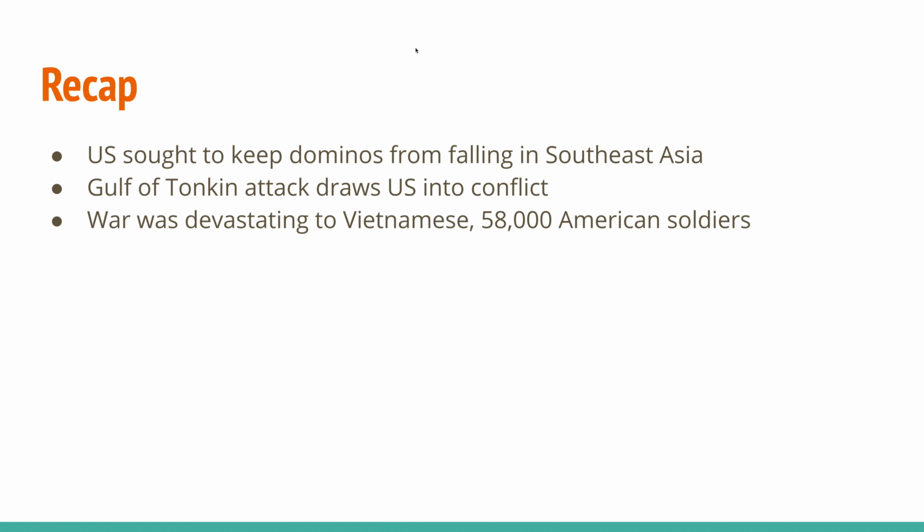All right, so the United States sought to keep dominoes from falling in Southeast Asia. So this is the entire reason why the United States is so active in military conflicts, because of this domino theory. The Gulf of Tonkin attack draws the United States into the conflict. The war was devastating to the Vietnamese. Between 1 and 2 million people are estimated to have died who were Vietnamese during these years, and 58,000 American soldiers also were casualties of this war.